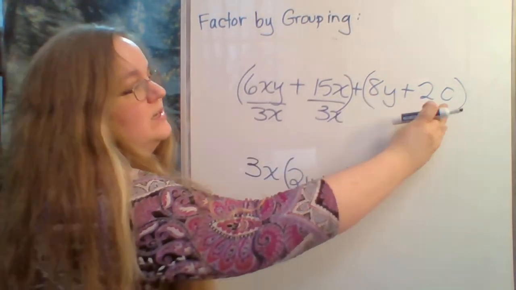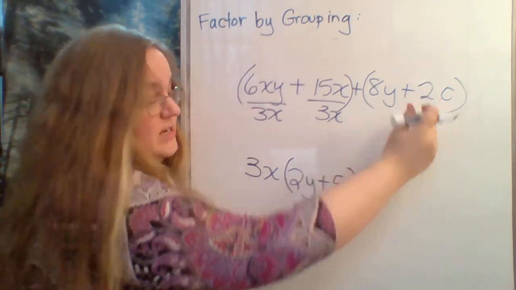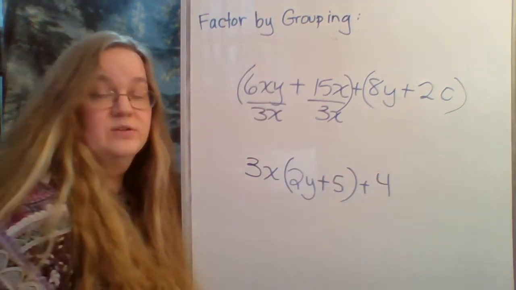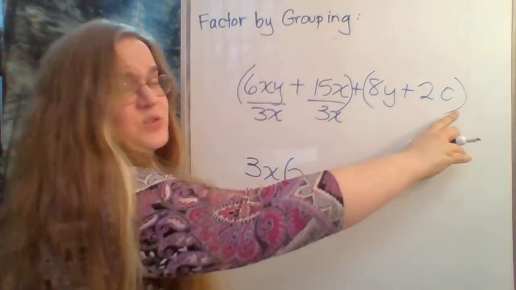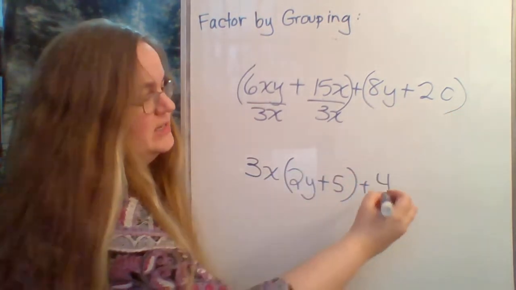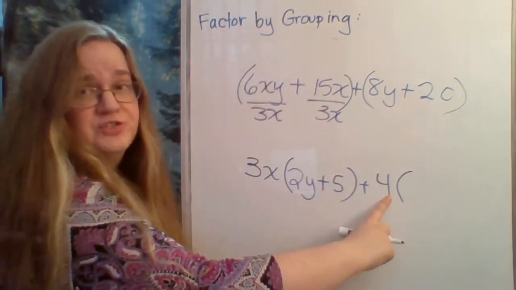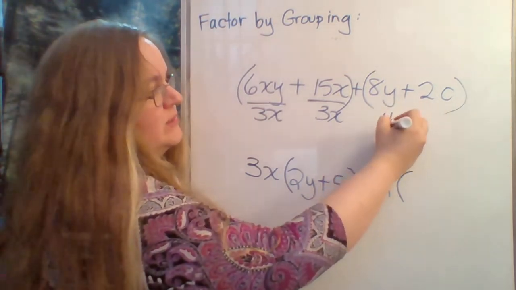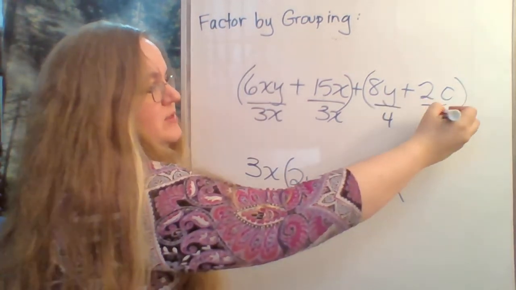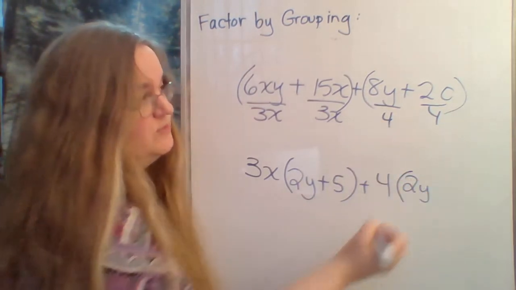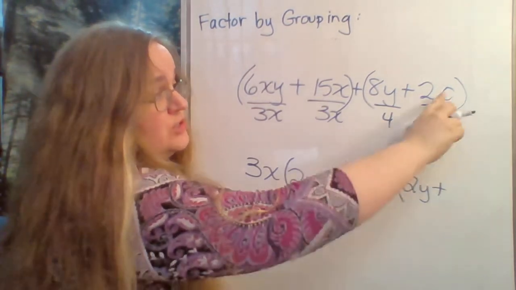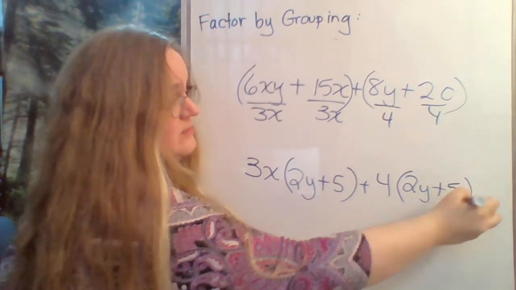Okay, between 8 and 20, the GCF is going to be 4. That's the largest number that would divide into both of those evenly. This has a Y and this has no variable, so I can't take out any variable. So just 4 is my GCF. So I'm going to divide both of these by 4. 8 divided by 4 is 2, and I still have a Y, plus 20 divided by 4 is 5.